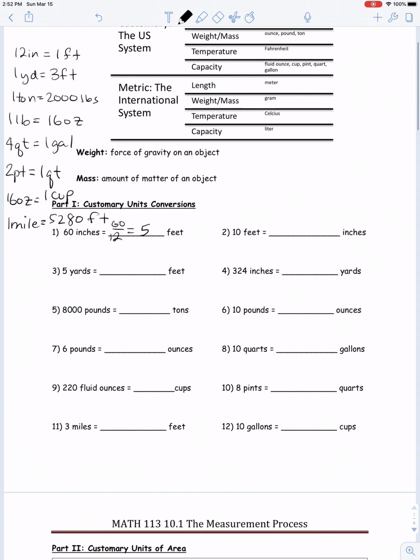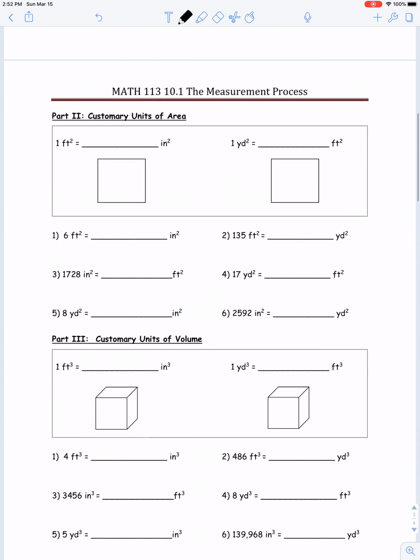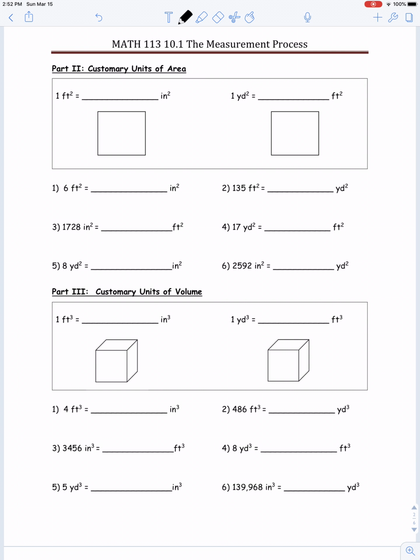I thought I'd jump down to some of the stuff that you may be a little less familiar with. When we're talking about units of area, 1 square foot, what would that look like in terms of inches? Since 1 foot and 12 inches are the same thing, if we wanted to know how many square inches were in a 1 foot square area, we would just do 12 times 12, which would give us 144 inches squared. And same thing, since 1 yard is equal to 3 feet, then 3 times 3 would give us 9 feet squared. I'll leave these for you to try to solve on your own.